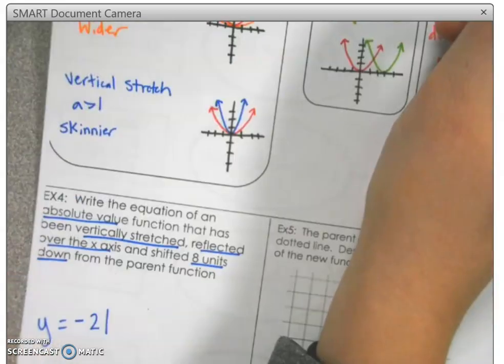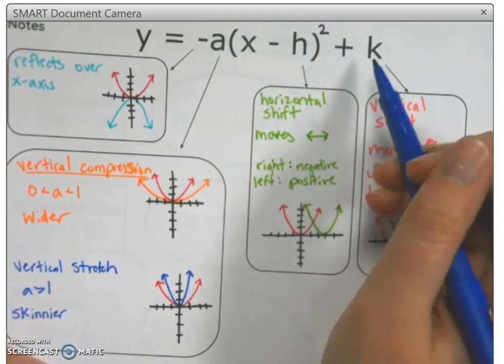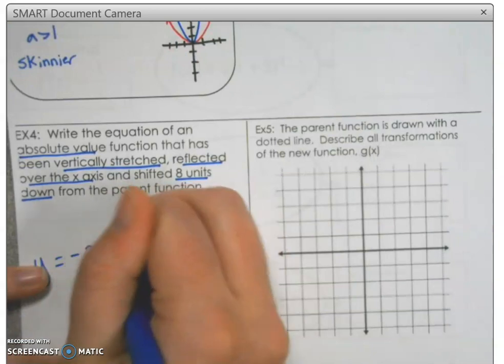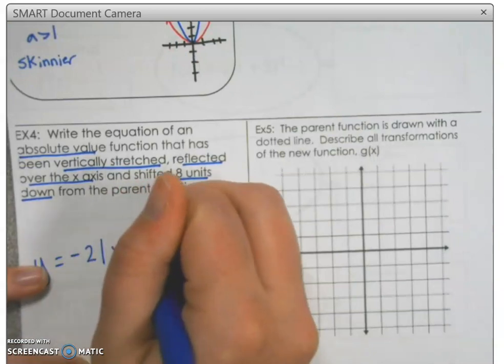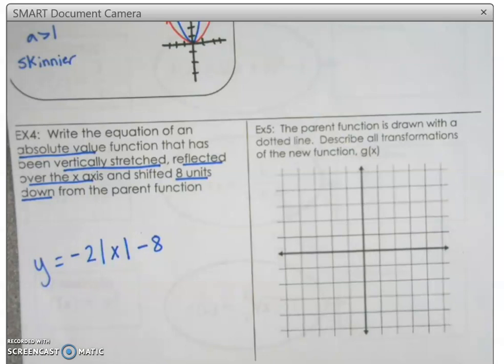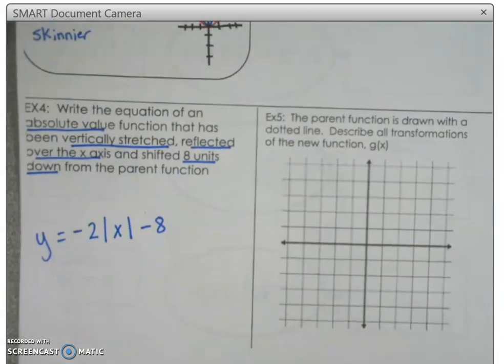And then it went 8 units down. So K is the, oops, sorry. K is the one that moves up and down. This is outside. So the absolute value of X, it went down, so that's going to make it -8. So that's how you would get that from this.